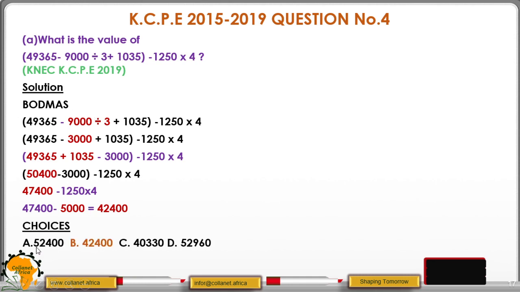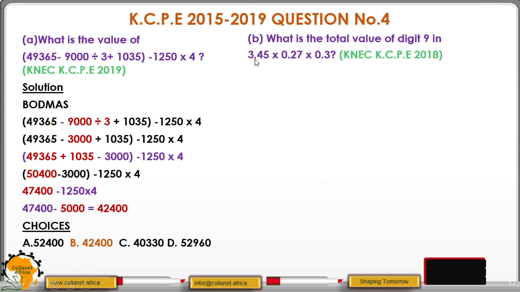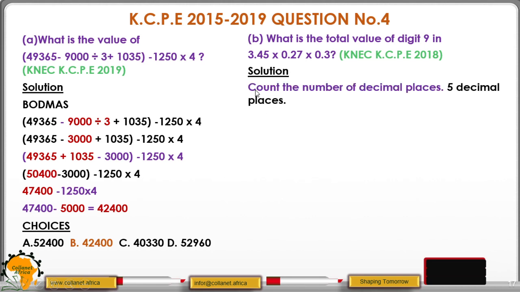So the choices are given. We have A, B, C, and D, and B is the correct choice. Next, what is the total value of the digit 9 in this one? So here you multiply. Since the signs are the same, you just multiply. The solution, you count the number of decimal places, which are 1, 2, 3, 4, 5. So there are 5 decimal places. Therefore, you multiply and then keep this one somewhere.